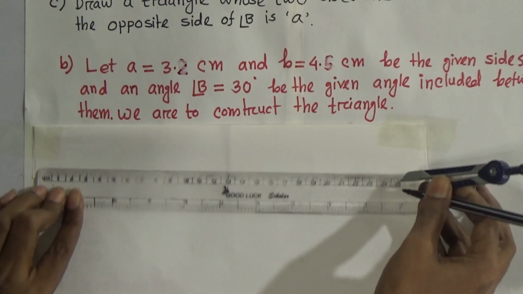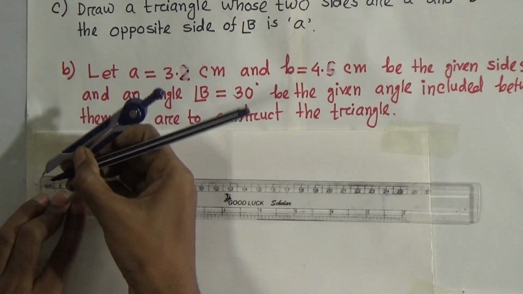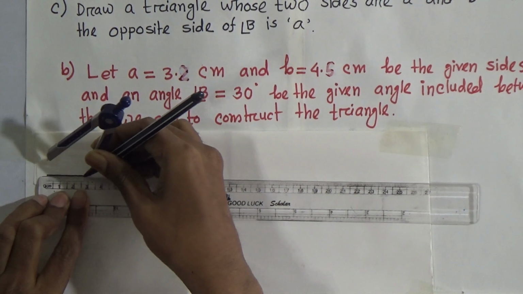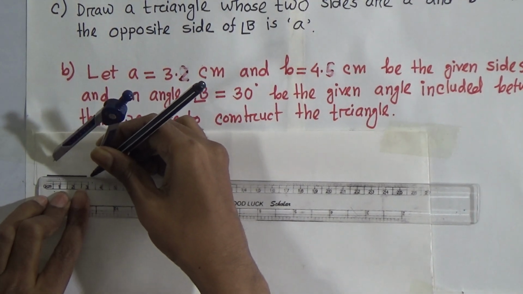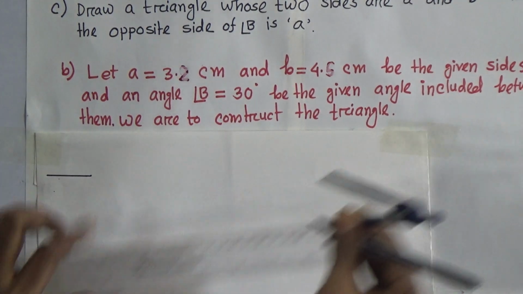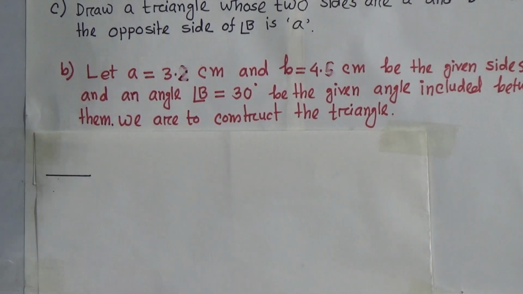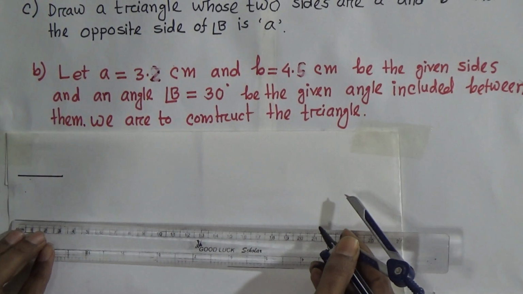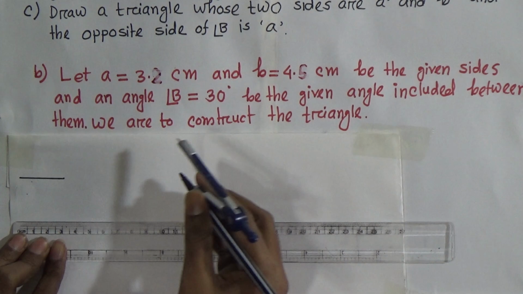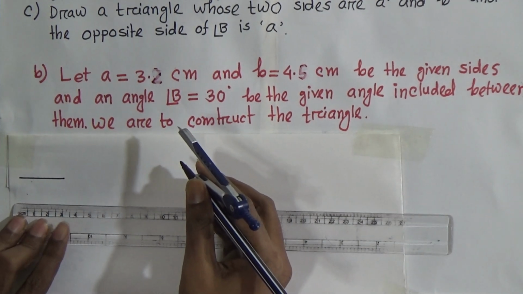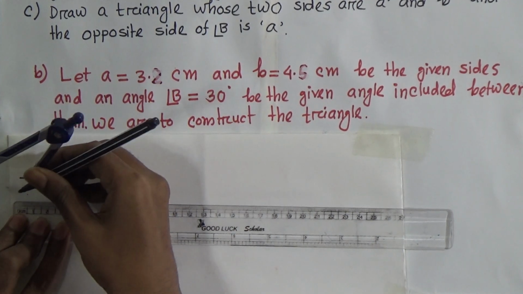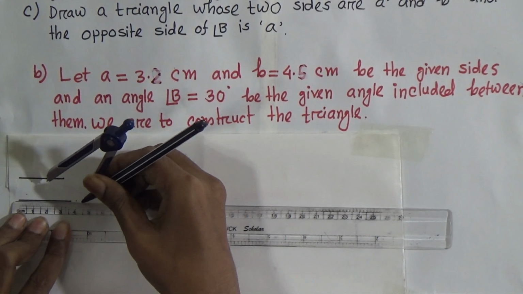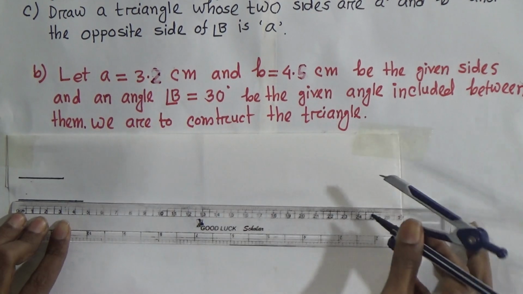How can you look? This is 3 and this is 2. That means A equal to 3.2 centimeter and B equal to what? 4.5 centimeter. Take now B equal to what? 4.5 centimeter. This is up to this 4 and this is up to 4.5.